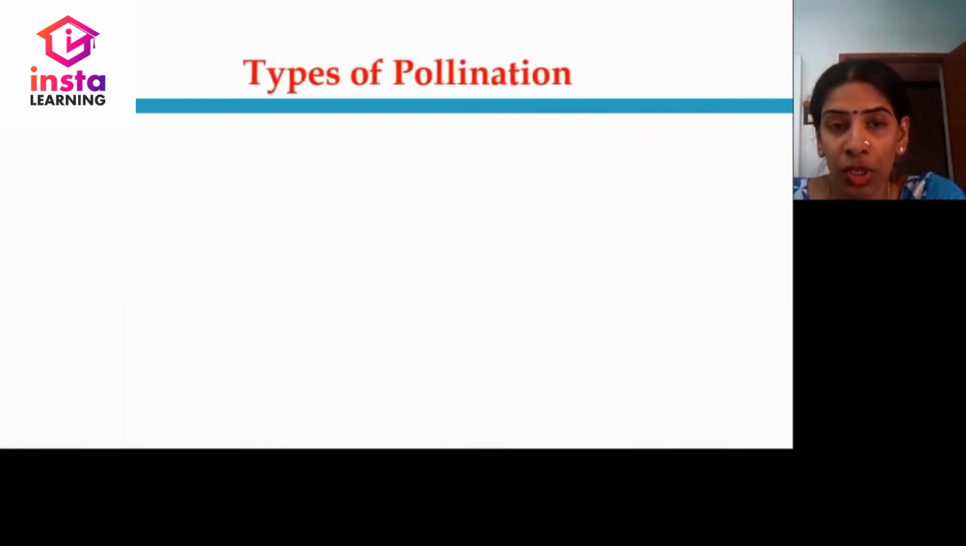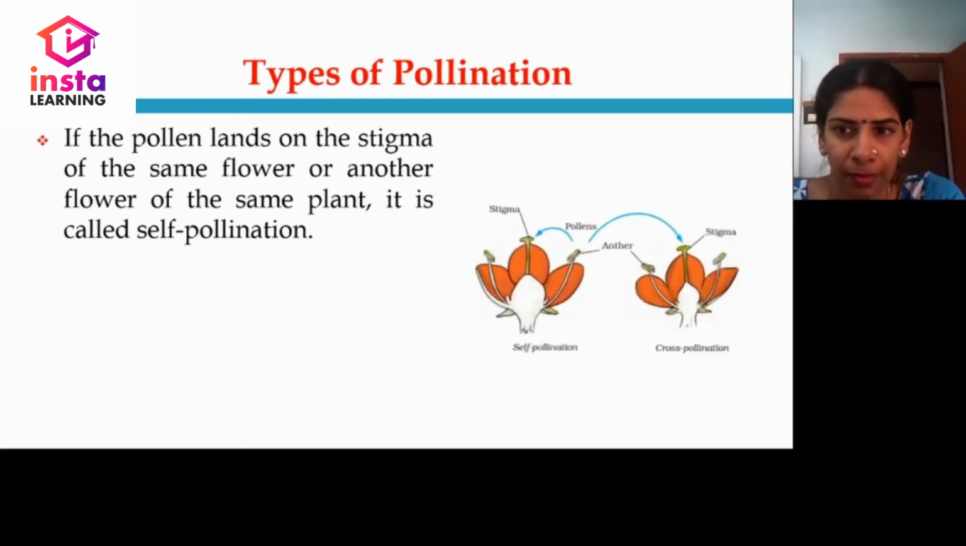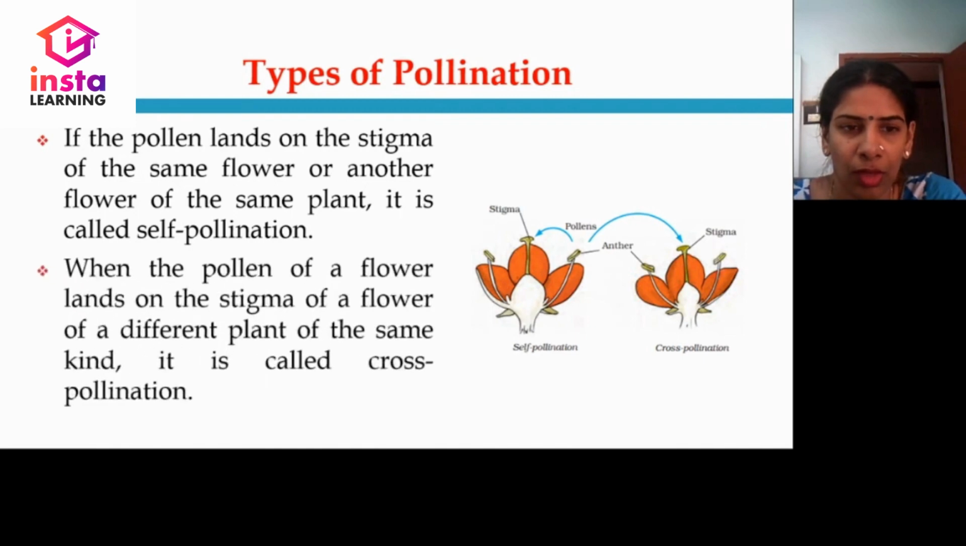Pollination may take place in two types. In one, if the pollen lands on the stigma of the same flower or another flower of the same plant, we'll call it self-pollination. When the pollen of a flower lands on the stigma of the flower of a different plant but of the same kind, we'll call it cross-pollination.